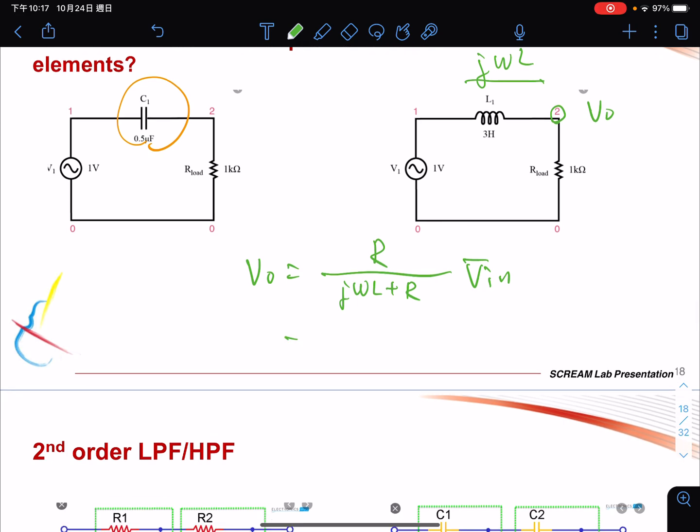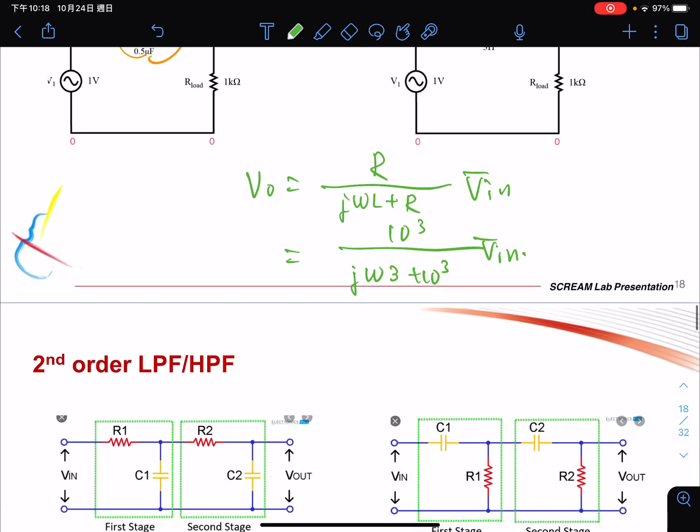Okay, so let's calculate it. R is 1K ohm here, which is 10 to the 3, and we have j omega here, and this is 3 Henry, so j omega multiplied by 3 over 10 to the 3. Okay, that's V in.